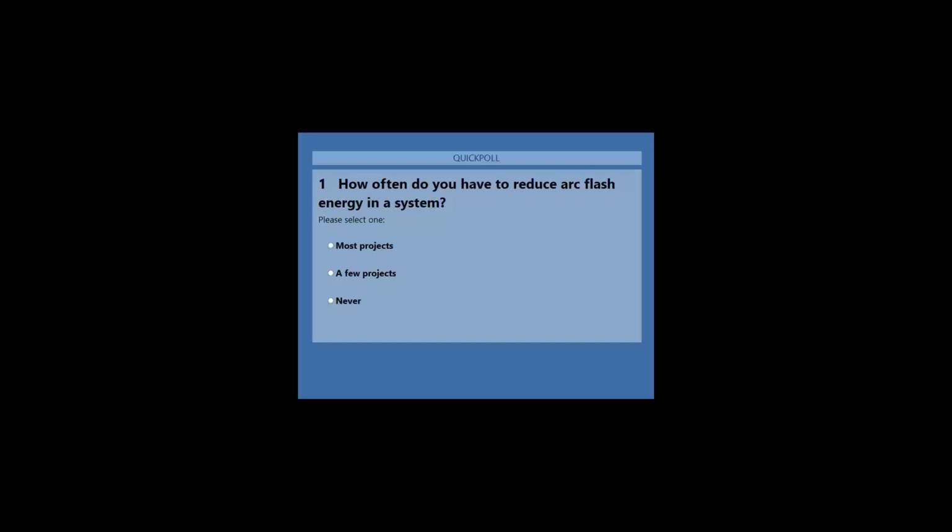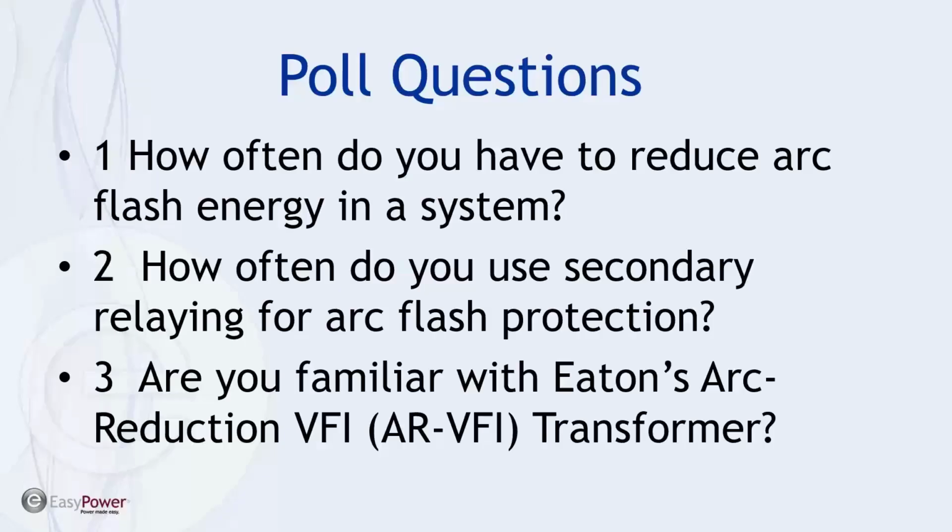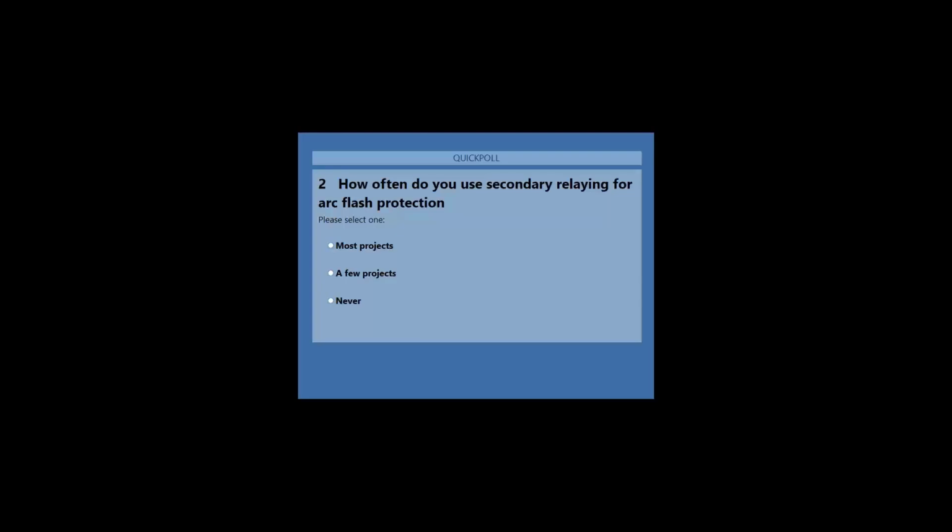Let's see how everybody responded. So it looks like pretty heavily split between the haves and the have-nots. Second question is, how often do you use secondary relaying for arc flash protection? And again, this goes more to the heart of the matter for today.